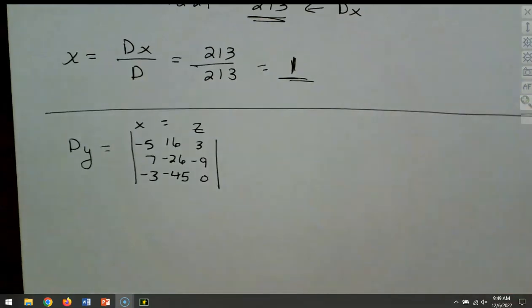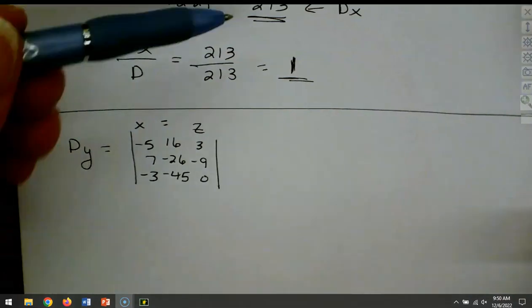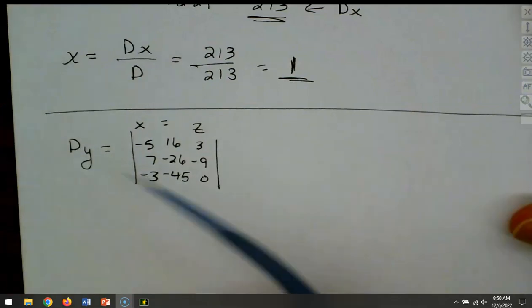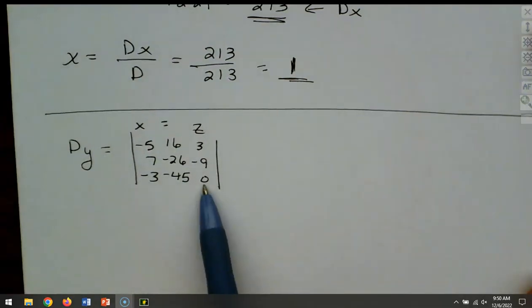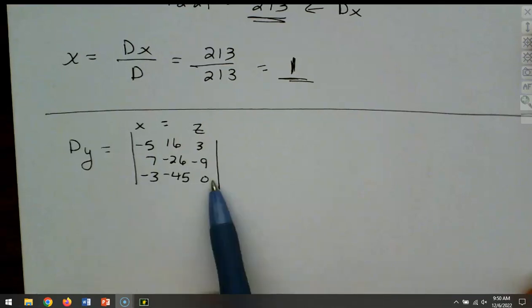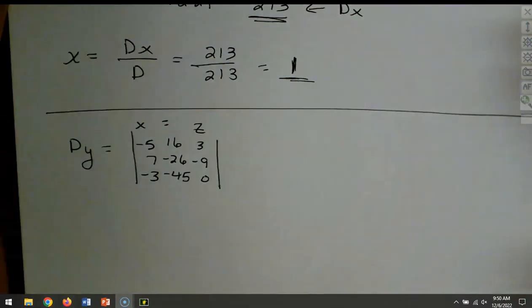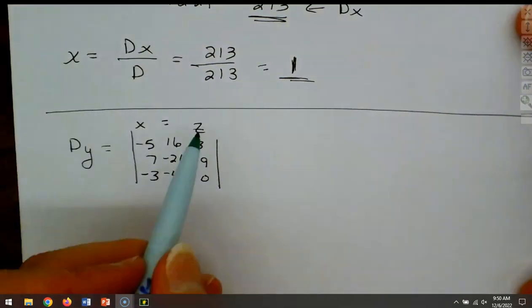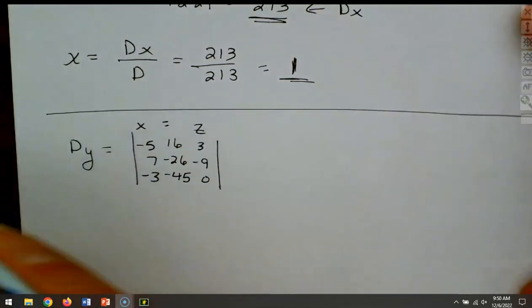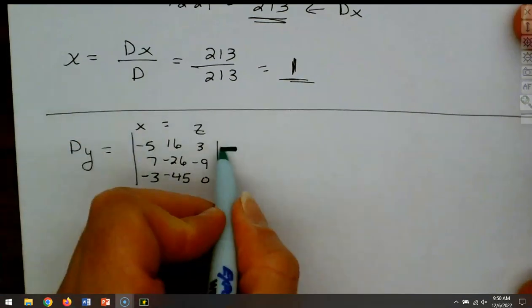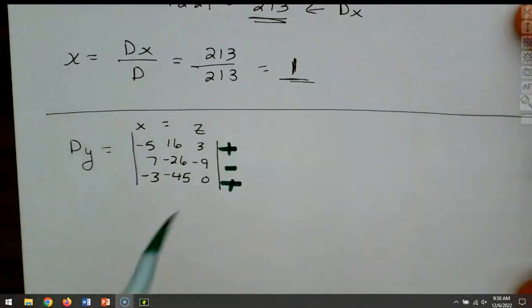Now, how can we work this out to take advantage of that 0? Well, we can go down any column or across any row. We have a 0 here, so we can either go across the bottom or down that last column. We want to use that 0 to our advantage. So I'm going to go down this last column, down z. It doesn't matter which way you go. And the signs always alternate: plus, minus, plus.